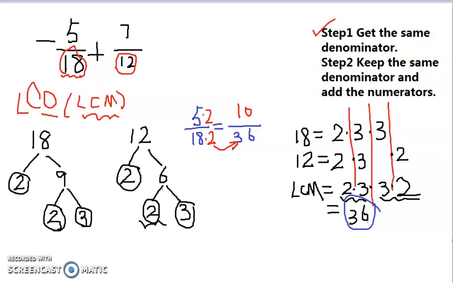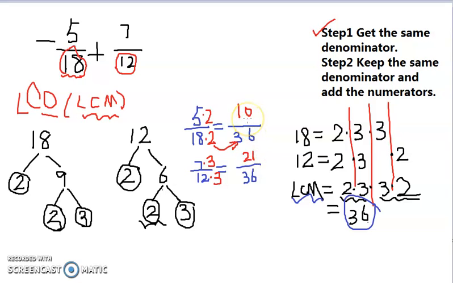Similarly, we can convert 7/12, the second fraction, to an equivalent fraction with the denominator 36. Again, 36 is a multiple of 12. See here, LCM, M means multiple. 36 is a common multiple of both 18 and 12. So 36 is a multiple of 12. That means we must be able to find a number such that 12 times that number is 36. As we can see, that number is 3. And we're going to multiply the same number on the top to get an equivalent fraction. So 7 times 3 is 21.